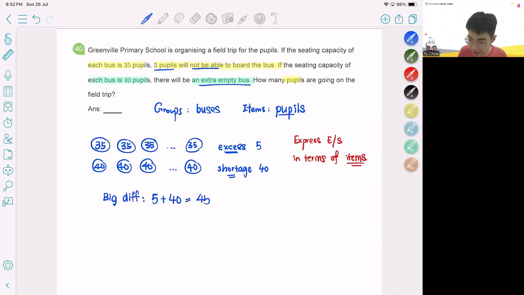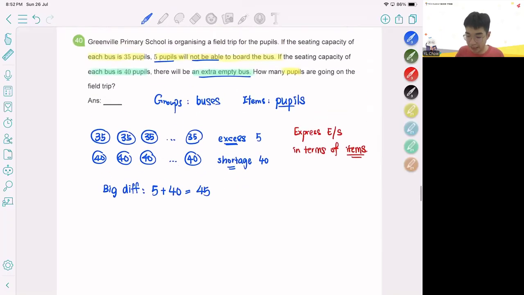5 plus 40 is 45. So it's 45 pupils. Where did these 45 pupils go? It's because I give each bus more pupils. Originally 35, now I make it 40, 40, 40. That means each bus will receive how many more pupils? That's right. 35 plus 5 is 40, or 40 minus 35. This is what I call the small difference. So it's 40 minus 35. Every bus gets 5 more pupils.